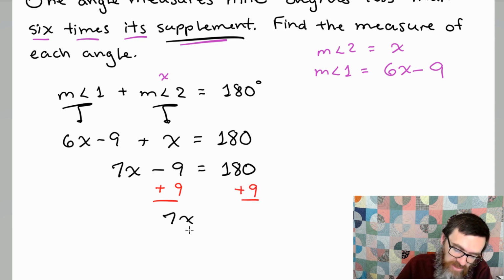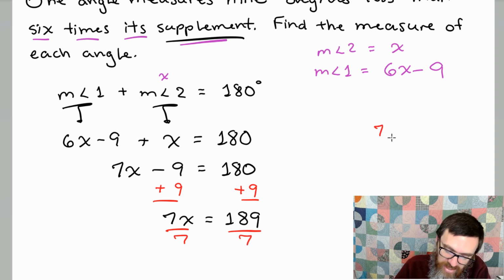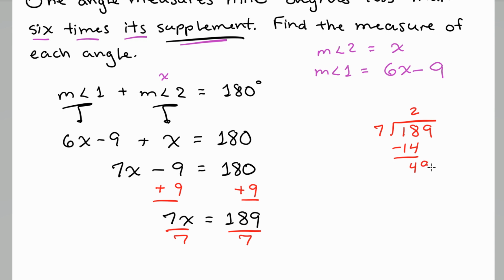We have 7x is equal to 189, and divide both sides by 7. So off to the side here, let's see, 7 going into 189. 7 goes into 18 twice. Bring down the 9, and that's 27. So yay, it goes in there evenly.